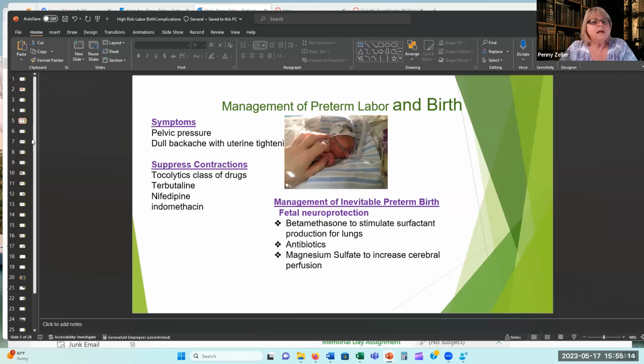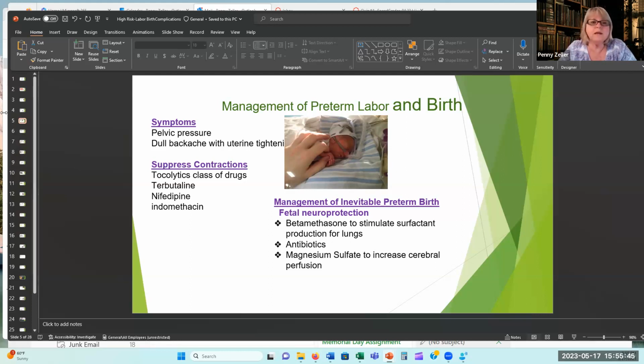Okay. If we're able to suppress the contractions, we might send her home and we might give her something like nifedipine, which is a calcium channel blocker for blood pressure, right? But it also relaxes smooth muscle. So sometimes if a client has a history of preterm labor, we might start her on nifedipine around week 20, 24, just so her uterus will relax.